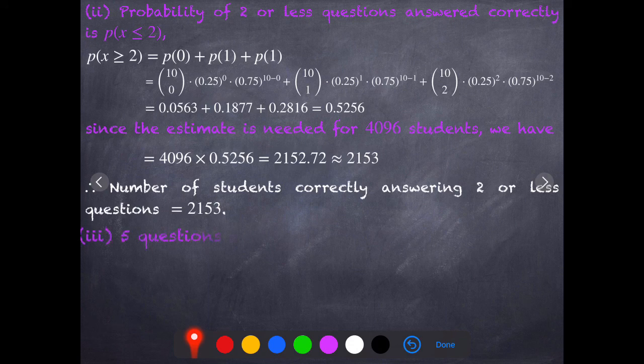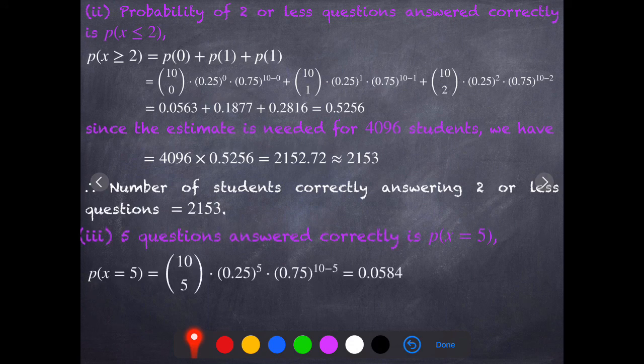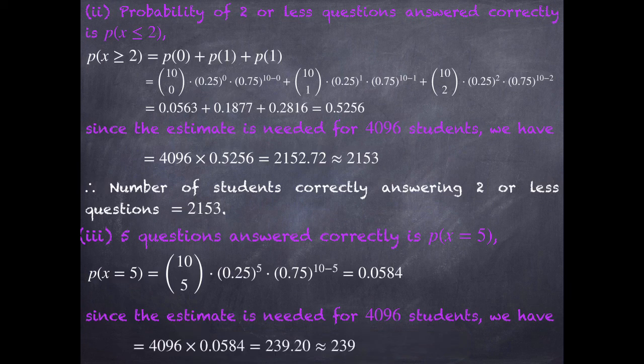Okay, now exactly 5 questions. Substitute x is equal to 5, we will arrive at 0.0584 and multiply with 4096. Okay, we will get approximately 239 students.